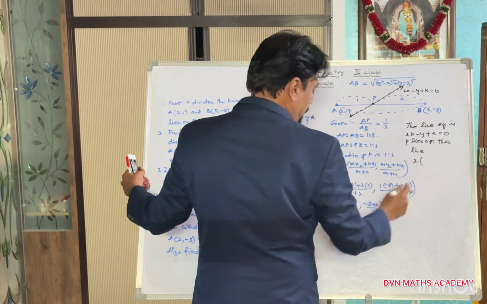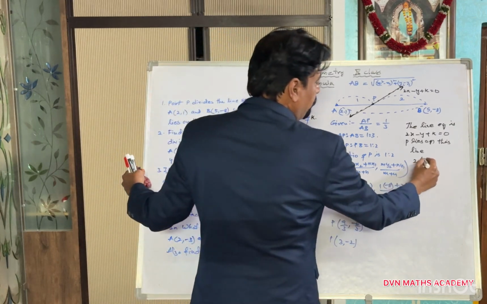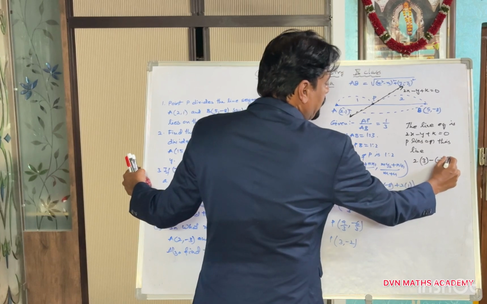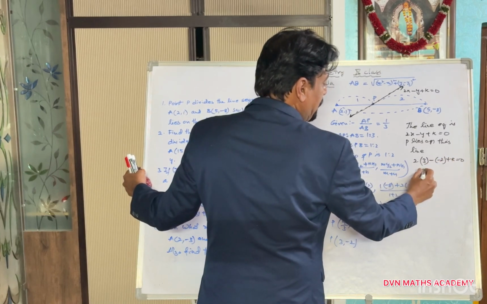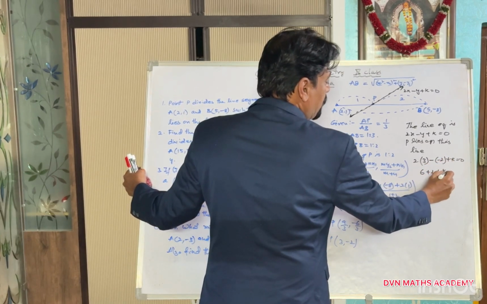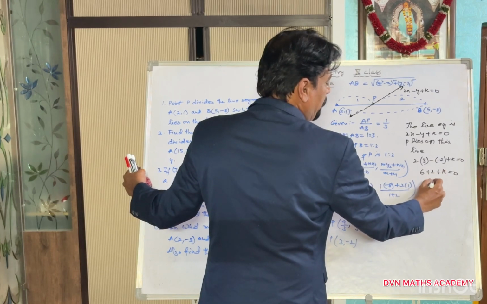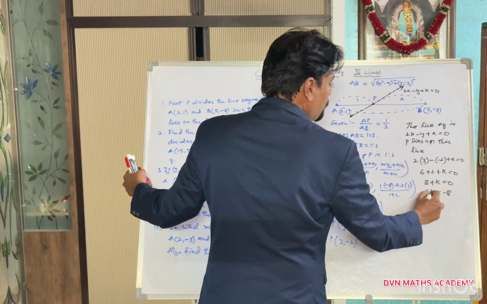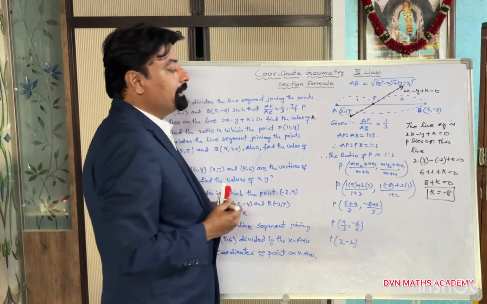Therefore 2 into x is equal to 3, minus y is equal to -2, plus k is equal to 0. This is 6 plus 2 plus k is equal to 0. This is 8 plus k is equal to 0. Therefore k is equal to -8. So this is the value of k, that is equal to -8.